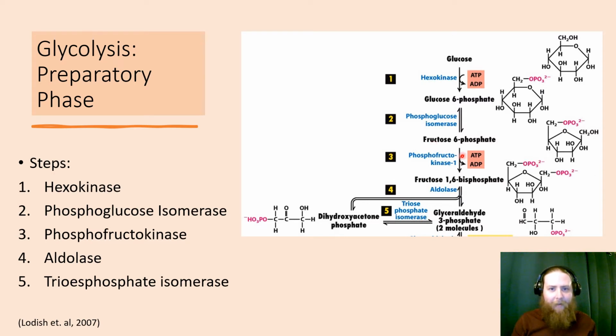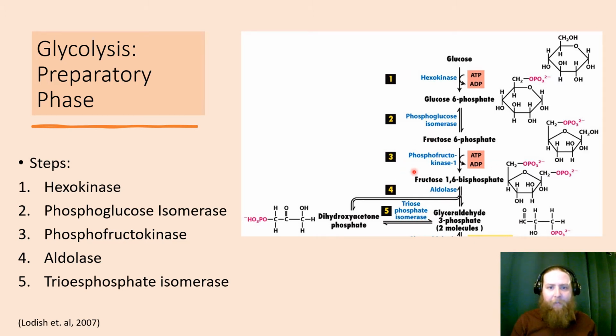So now we have fructose 6-phosphate, and fructose is another form of glucose. Our next enzyme, phosphofructokinase, is going to use another ATP, and this is what I call the preparatory phase or the investment phase, because we're not getting any energy right now. We are using energy to do these processes.